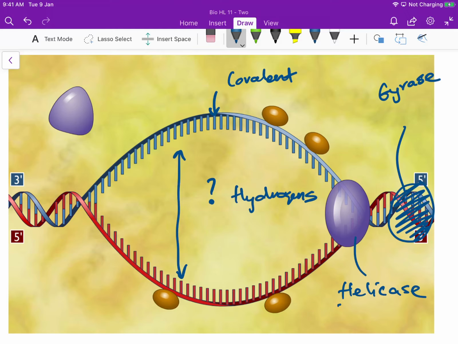So helicase unwinds the DNA double helix, and it does this by breaking the hydrogen bonding. It breaks the hydrogen bonding and unwinds the DNA into two strands. And now the code that's along there, whatever the code is, can be read on both sides.